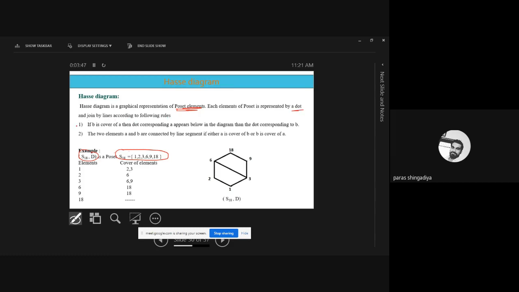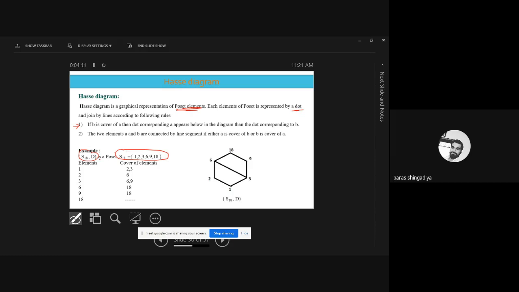The first rule is that if B is a cover element of A, then the dot corresponding to A appears below the dot corresponding to B. What does it mean? You have to create the S diagram. So first we place the vertices, as it is a graph. First we place the vertex positions, and then as per the rule, we connect them. So how can we assign the vertex positions?